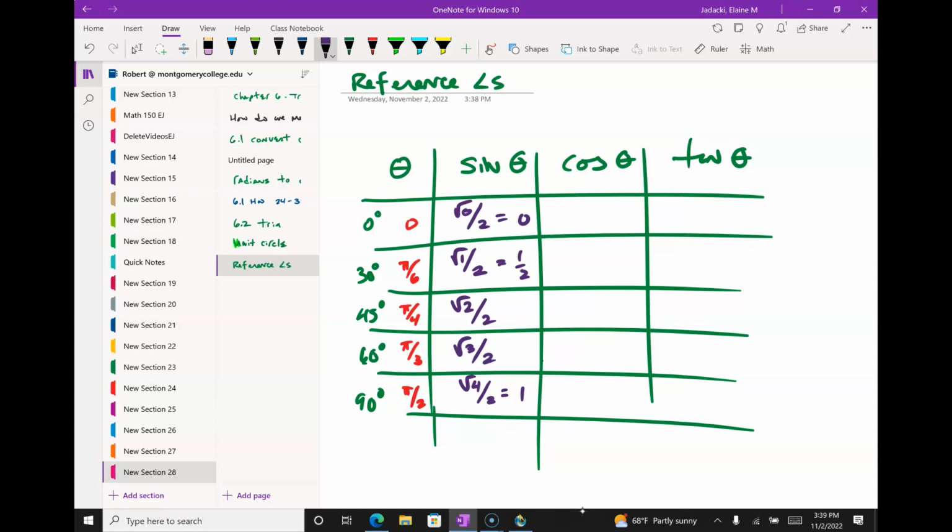The cosine function moves in the opposite direction. If you think about it, as the height of the triangle gets bigger, the base gets smaller. So for the cosine function, I'm just going to take the same values and put them in opposite order: 1, square root of 3 over 2, square root of 2 over 2, 1/2, and 0.